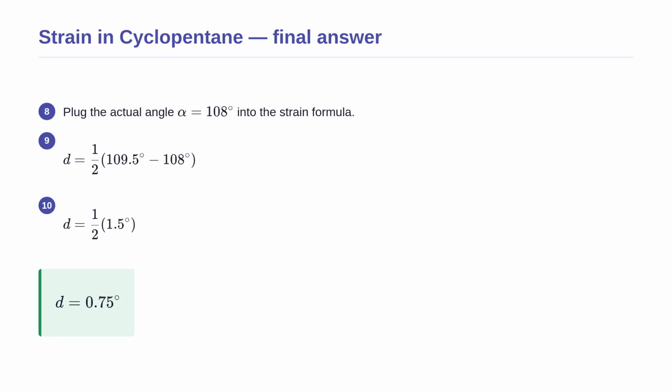For our final step, we calculate the exact strain using our deviation formula. We subtract the actual angle of 108 degrees from the ideal angle of 109.5 degrees. The total distortion for the entire angle is only 1.5 degrees. Because this total bending is shared between the two bonds that meet at the carbon atom, we divide this small number in half. This gives us a final angle strain of just 0.75 degrees per bond. This is a very tiny deviation, meaning the bonds are almost perfectly in their natural position. Cyclopentane is therefore a very stable molecule.